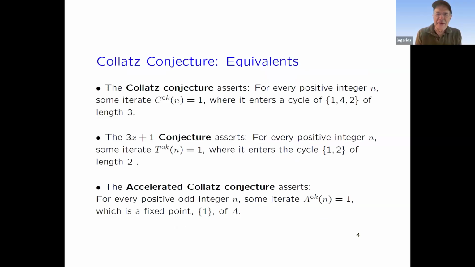The main conjecture asserts that if you start with any positive integer and iterate long enough, you will get to 1. If it's the Collatz function, you'll get to a cycle that cycles between 1, 4, and 2. The 3x plus 1 function speeds it up, so you get into a cycle that's just 1 and 2 because you divided out an extra 2, and the accelerated Collatz conjecture gets you just to 1, a fixed point. Next.